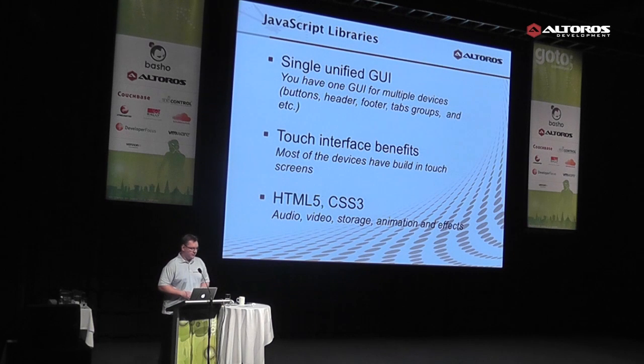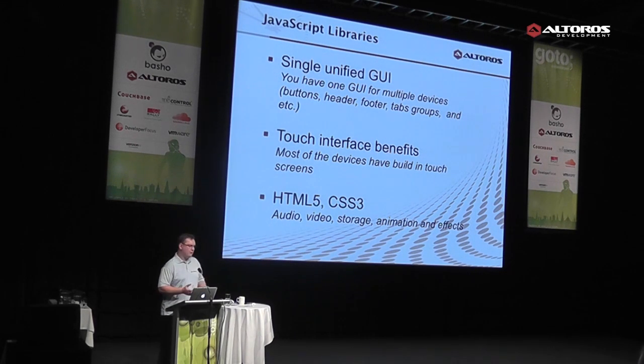JavaScript libraries, the first category, the world famous tools. What is common about all these JavaScript libraries according to cross-platform? They all provide a single unified graphical user interface. It means that all these tools, Sencha, jQuery Mobile, Joe, provide a single interface which will be the same if you run on the web, on an iPad, Android, iPhone, or any device having browsing capability.